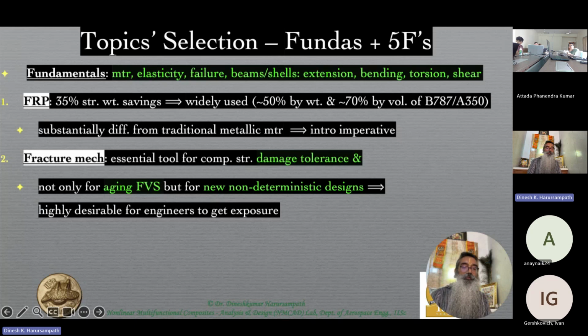Okay, good. So these damage tolerance studies or fracture mechanics studies are not only required for very old, aging flight vehicle structures, but also for some of the newer designs where we are going for non-deterministic designs, not deterministic designs as we have done for almost a century, but now we are moving into a new realm of non-deterministic designs. What do we mean by this? There are a lot of things which are uncertain.